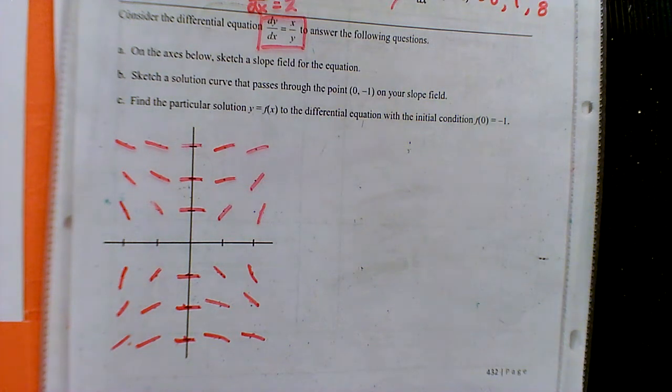Remember, slopes of 0, 1, and -1 should be exact. All the other ones should be relatively close to what the slope actually is. How's your slope field look? Taking shape?